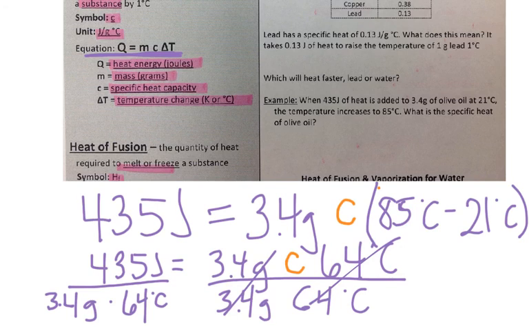And our final answer, so our C, once you go ahead and calculate that out, C ends up being 2 joules per gram degrees Celsius.